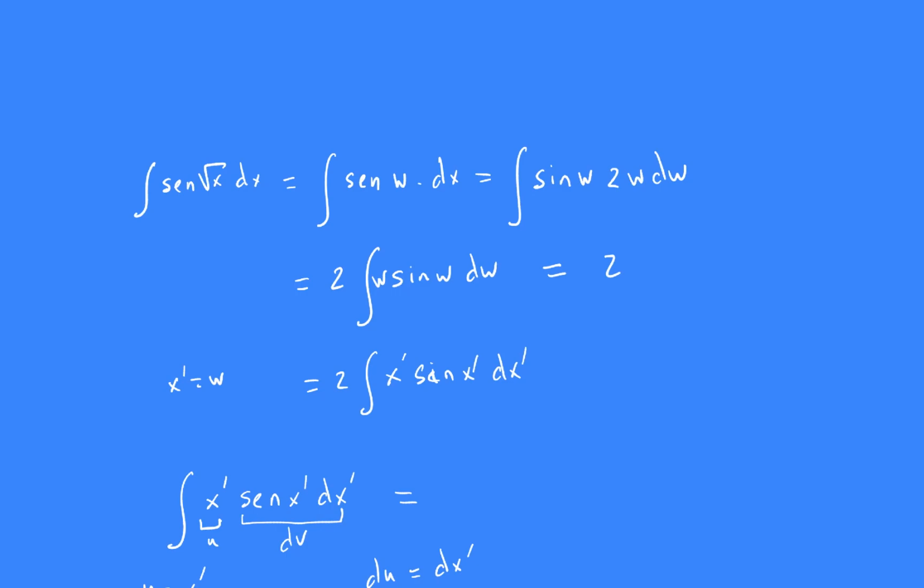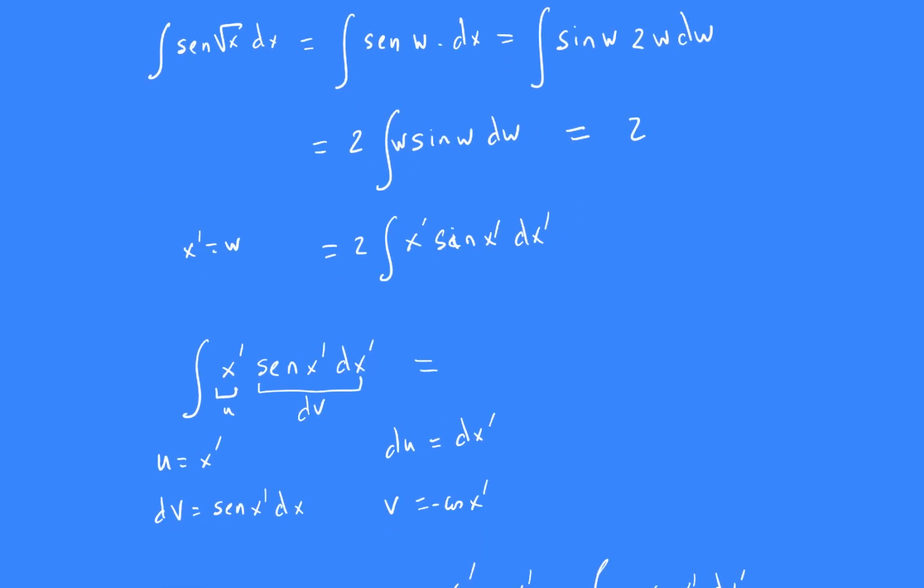Because omega may be confusing, let's call it x prime instead of omega. Omega is x prime, so the integral that we have to solve is 2 x prime sine x prime dx prime. So I have changed omega to x prime to recognize it better. Now I have an integral to solve, the integral of x prime sine of x prime dx prime, and there is a 2 here that I cannot forget.